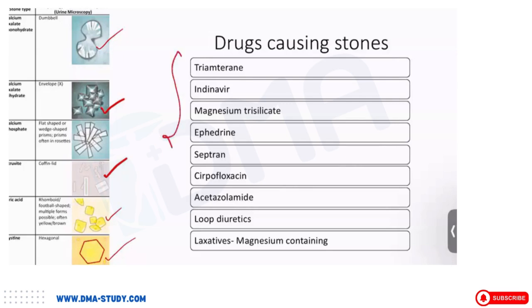There are some drugs which can cause stones, but that is not necessary for you now. Maybe in future you may remember. Now the surgical management could be ESWL or PCNL. ESWL is extracorporeal shockwave lithotripsy, and PCNL is percutaneous nephrolithotomy. ESWL is contraindicated in pregnancy. What we do in ESWL is pass sound waves, break the stone into powder, and that is eliminated in urine.